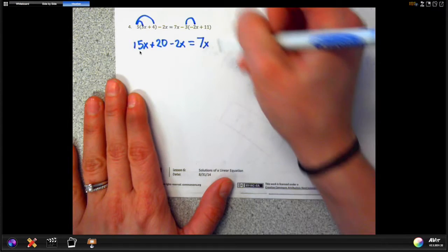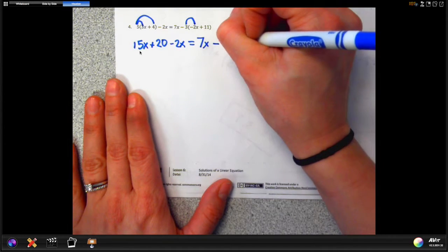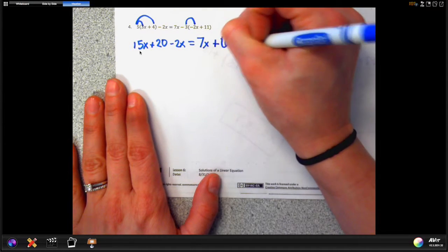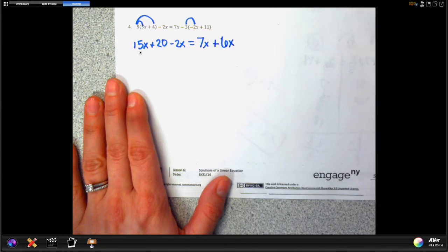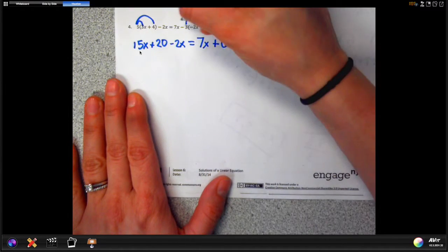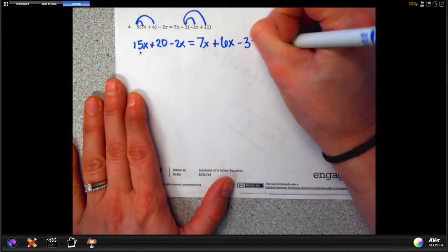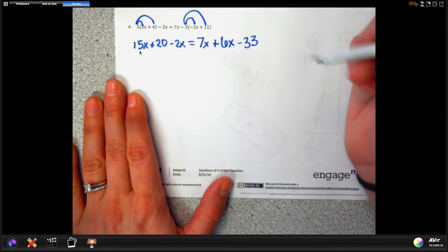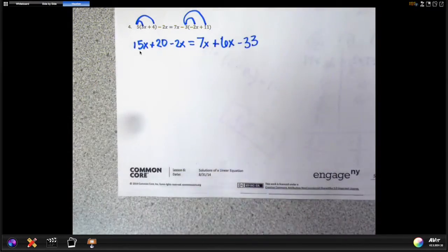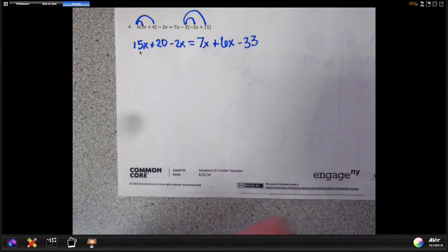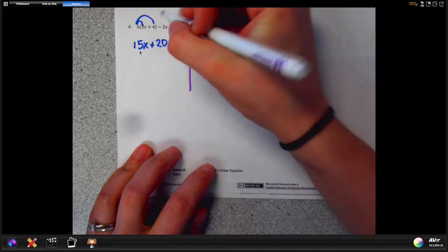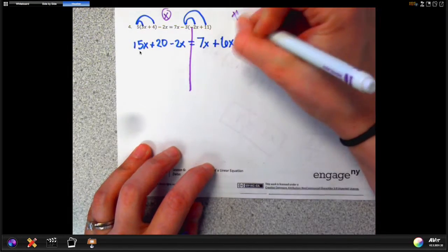Negative 3 times negative 2x is positive 6x. Because a negative times a negative gives you positive. And now negative 3 times positive 11 is negative 33. Once you get there, no more parentheses, you can do your chart again. So I'm going to divide this up. X is on the left, numbers on the right.